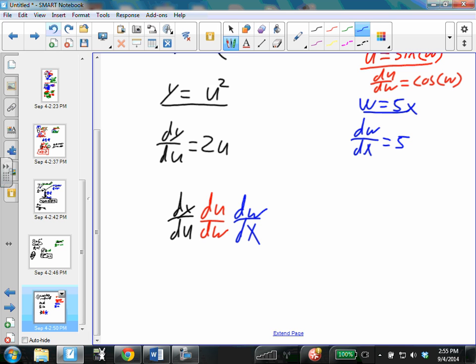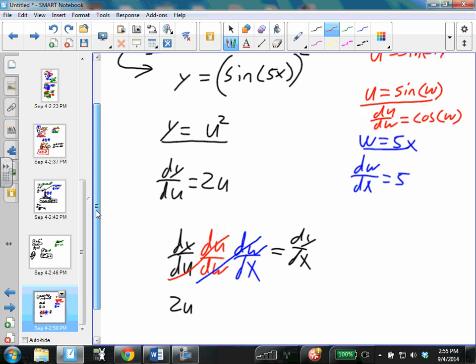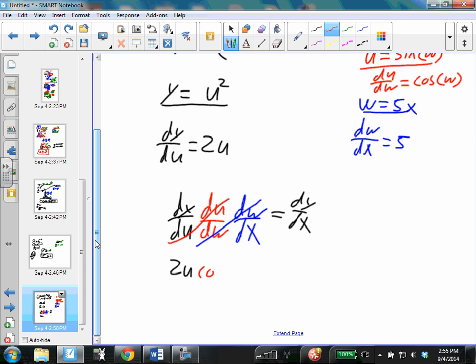My changes in u cancel. My changes in w cancel. And my end result is simply my change in y with respect to my change in x. And so we can make these chains go on and on if we need to, and they will always just give us the change in y with respect to x. Okay, so I'm going to multiply them together. dy du is 2u. Change in u with respect to w is cosine of w. And the derivative of w with respect to x, 5.